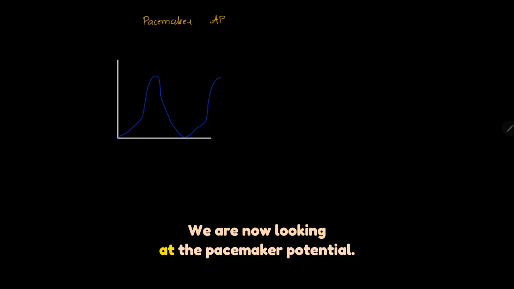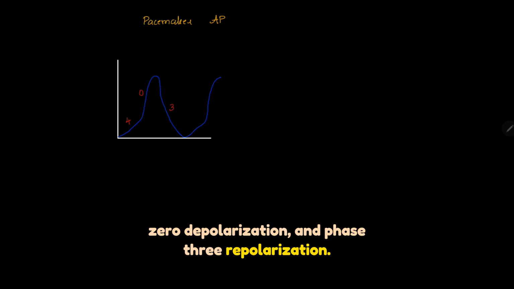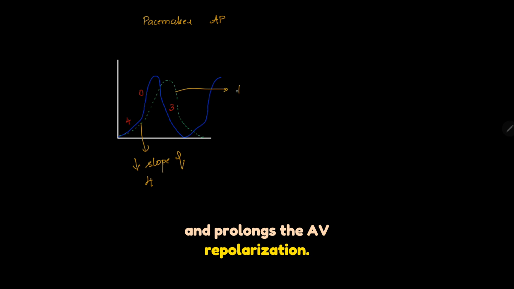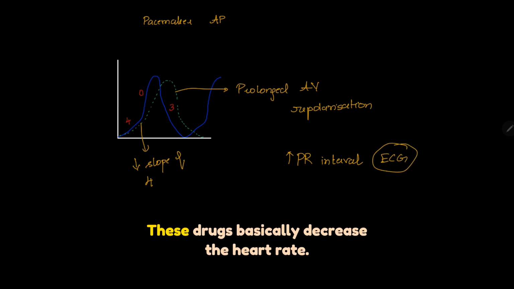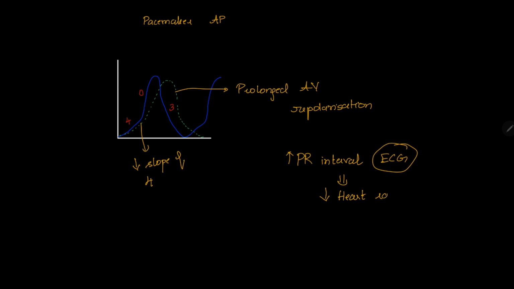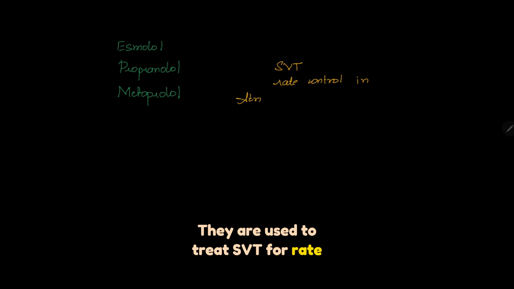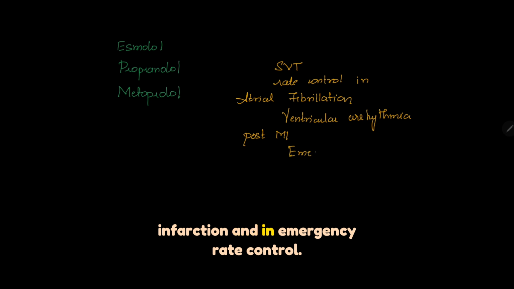We are now looking at the pacemaker potential. This is the phase for spontaneous depolarization, phase 0 depolarization and phase 3 repolarization. Beta blockers decrease the slope of phase 4 and prolong the AV repolarization. This increases the PR interval in ECG. These drugs basically decrease the heart rate. The drugs belonging to this class are esmolol, propranolol and metoprolol. They are used to treat SVT, for rate control in atrial fibrillation, ventricular arrhythmia post-myocardial infarction and in emergency rate control.